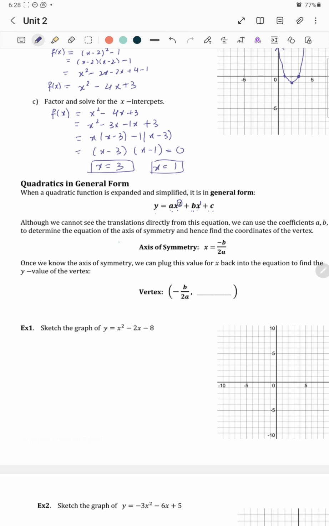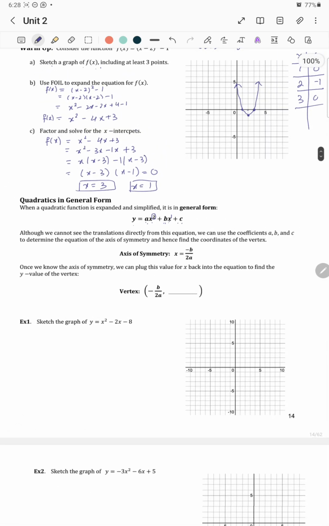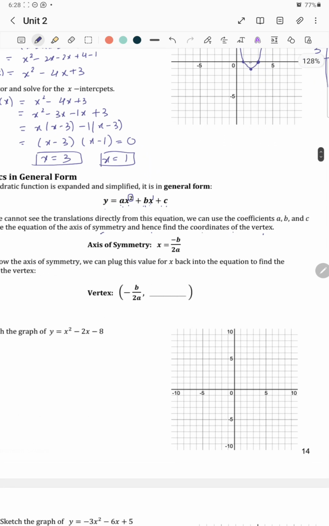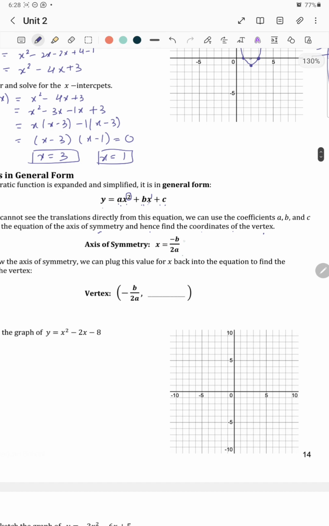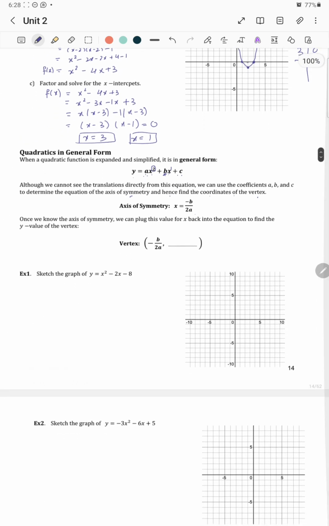Although we cannot see the translations directly from the equation, we can use coefficients a, b and c to determine the equation of the axis of symmetry and hence find the coordinates of the vertex. The axis of symmetry is x is equal to minus b over 2a, where b is the coefficient of x and a is the coefficient of x square. What is the vertex? Once we know the axis of symmetry, we can plug this value for x back into the equation to find the value of y.